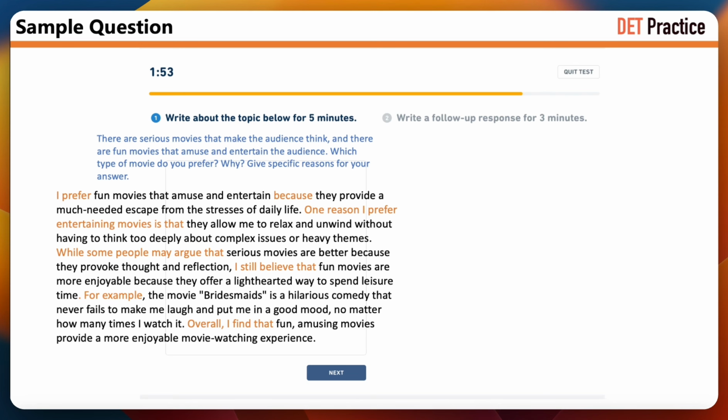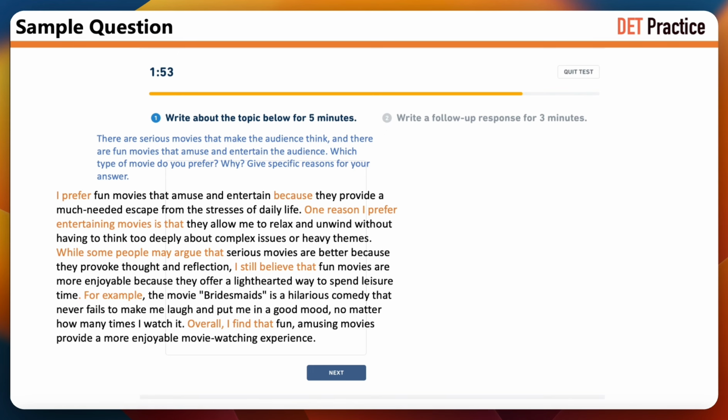Finally, it concludes by reinforcing the preference. "Overall, I find that fun, amusing movies provide a more enjoyable movie-watching experience." This aligns with the template's "conclude by reinforcing your preference" instruction. This response effectively follows the template structure while maintaining a natural flow and language style. It clearly expresses a personal opinion and provides specific reasons and examples to support the argument. This structured approach ensures a comprehensive, well-organized answer that clearly conveys the writer's position on the topic.